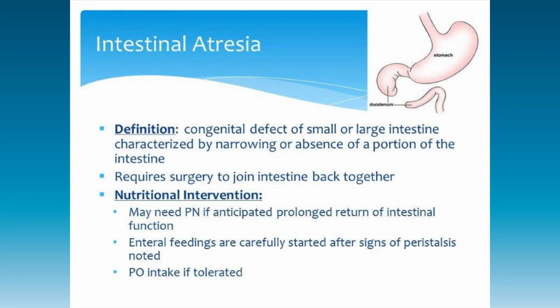Intestinal atresia. So you can see with the picture on the right up there that it's basically a gap in the intestine that they're born with. It's a congenital defect. It can be in the small or large intestine, usually the small, and it's characterized by narrowing or absence of a portion of the intestine. It's kind of like a gap. So it has to be surgically repaired, right? They're going to need surgery to join that back together. So they may need parenteral nutrition until that surgery is done and heals properly. They're not going to tolerate any type of enteral nutrition with that gap in their intestine.